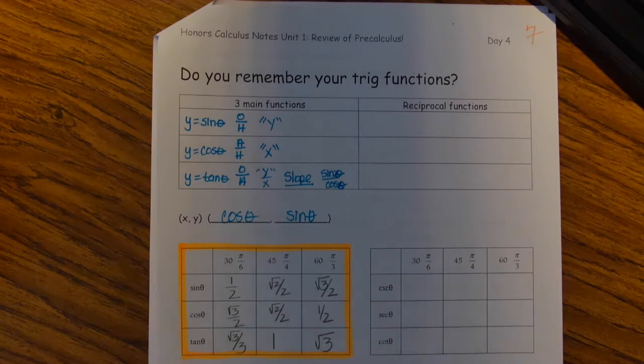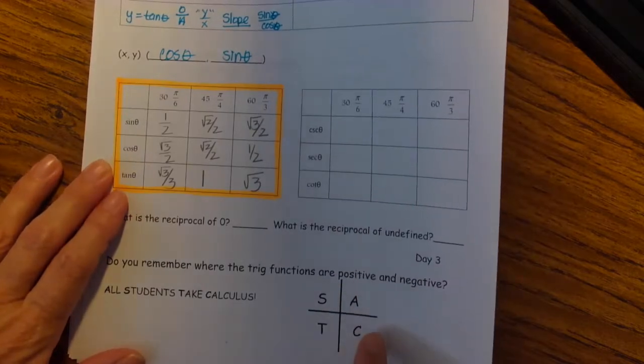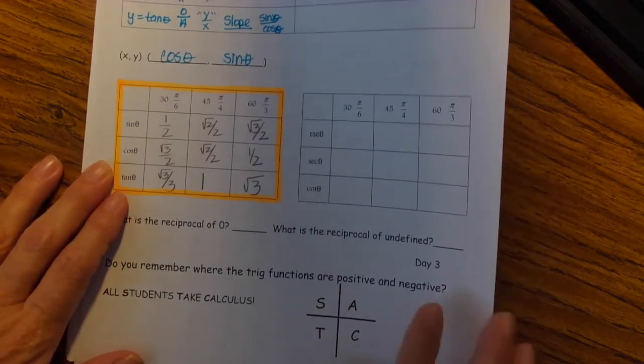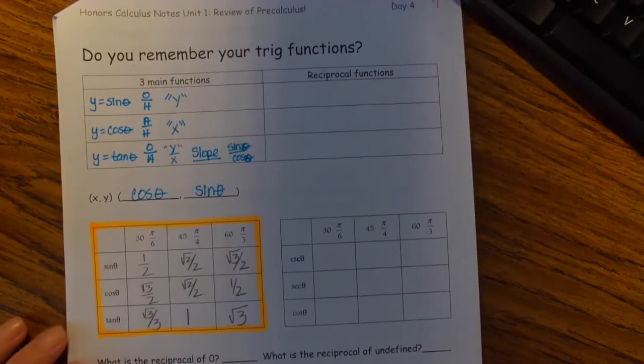The other thing we need to know is, are they positive or are they negative? And you could go down here and remember all students take calculus, which says all of them are positive, sine is positive, tangent is positive, cosine is positive. I don't like that acronym because it's just something else for you to memorize. I'd rather you understand why, then you'll never forget.